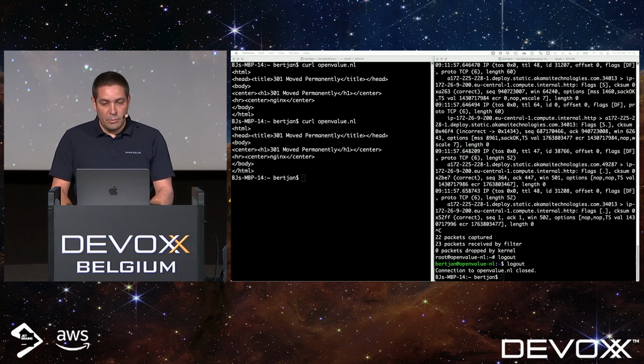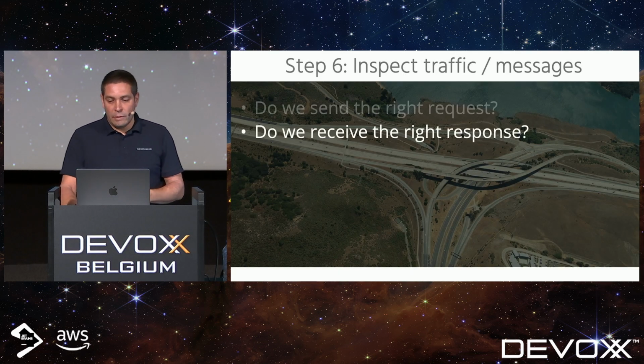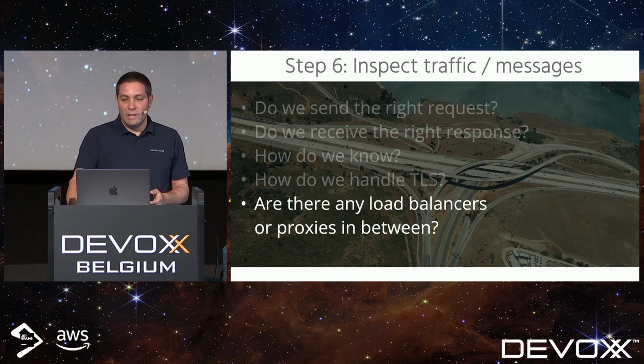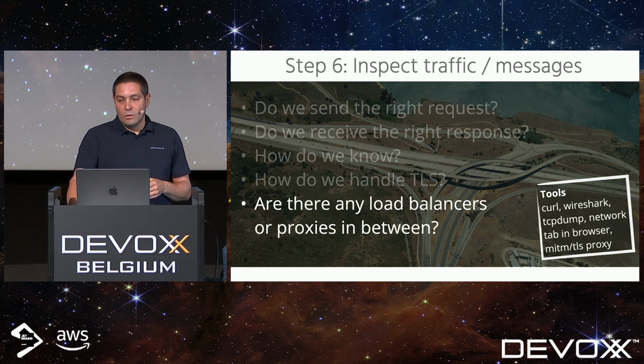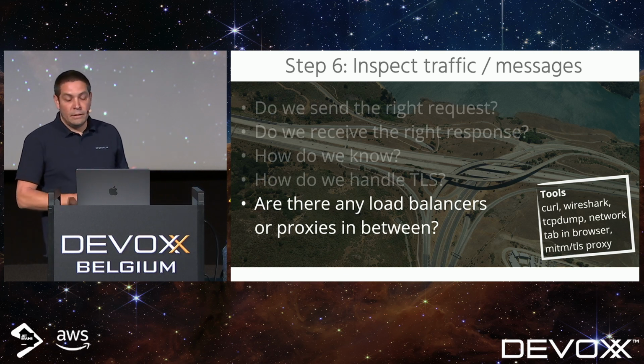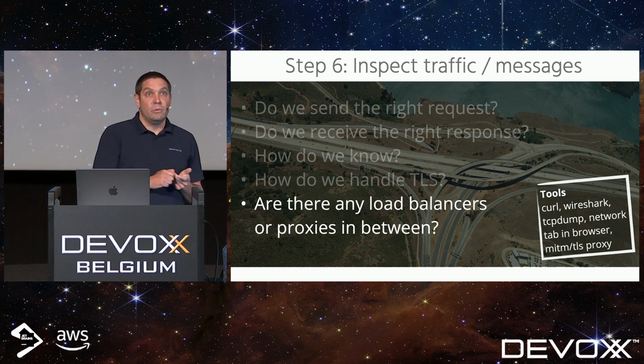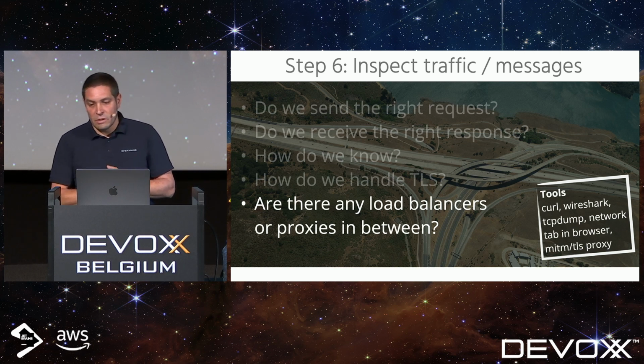So we talked about TLS debugging a bit already. Well, I could talk for hours about that, so let's not bore you with that, although it is interesting. So tools you use here are curl, tools like Wireshark or tcpdump to inspect messages. Maybe the network tab in your browser is nice to show, and maybe a man-in-the-middle or TLS proxy.